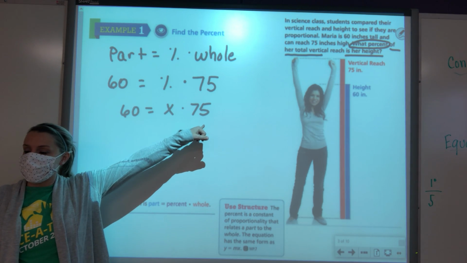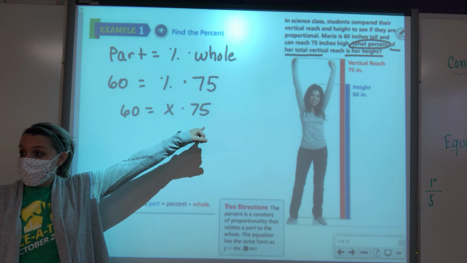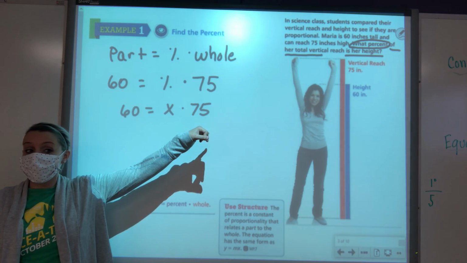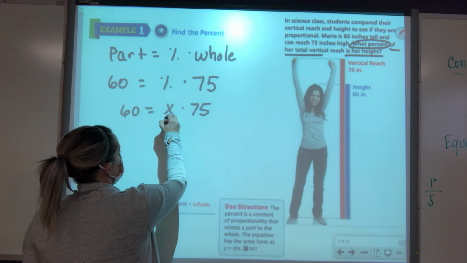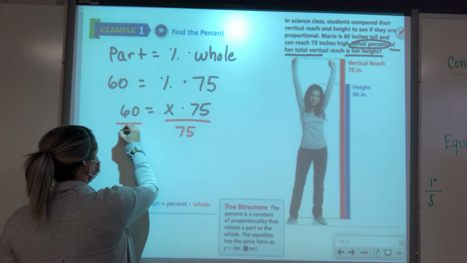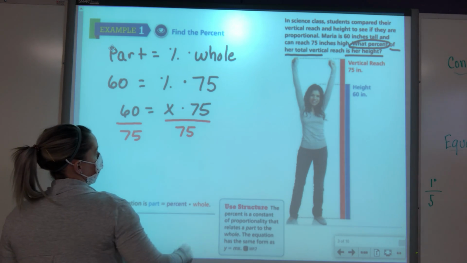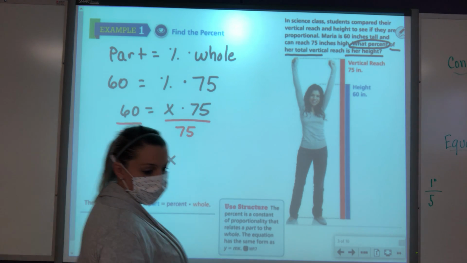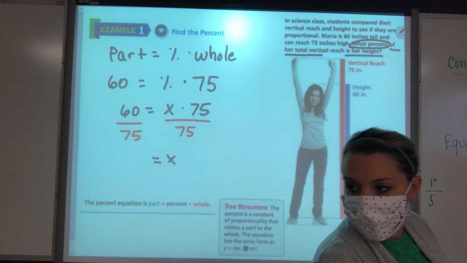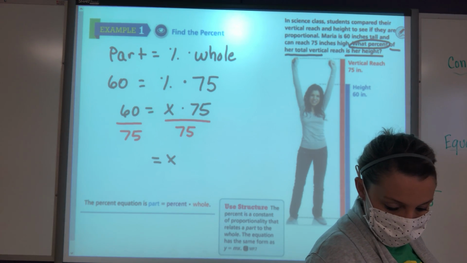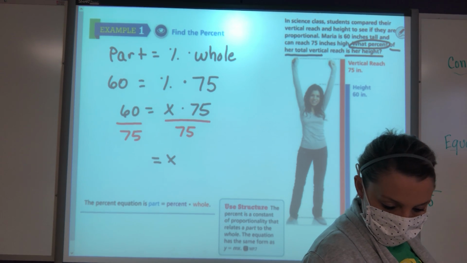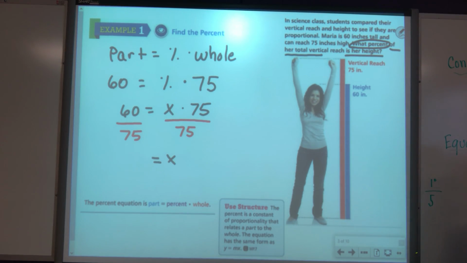X is being multiplied by 75. So what's the opposite of multiplying by 75? Dividing by 75. So we divide both sides by 75. So we get X is equal to, calculators at the ready, we did get a decimal, you're right.